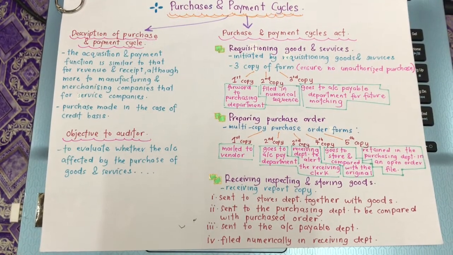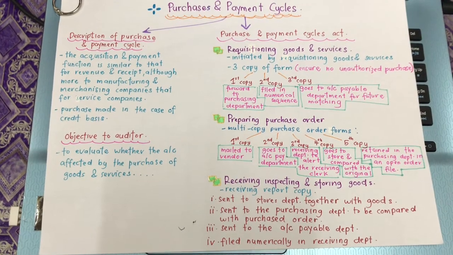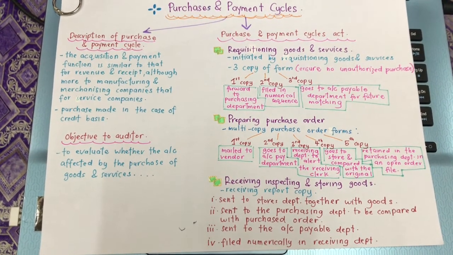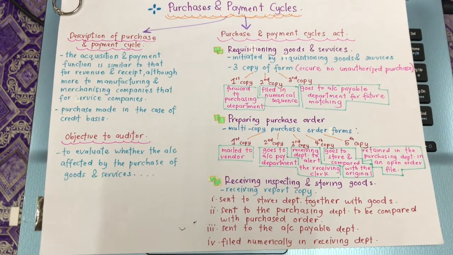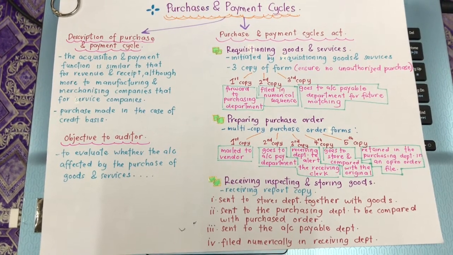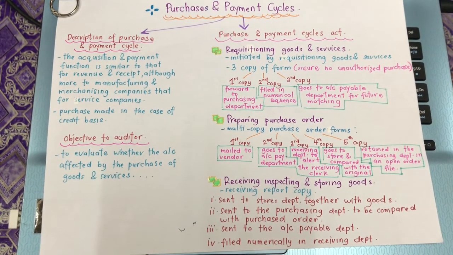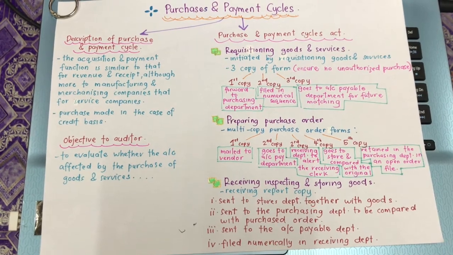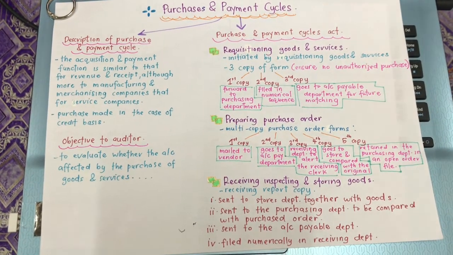The second activity of purchases and payment is preparing the purchase order, using multi-copy purchase order forms. The first copy is mailed to the vendor. The second copy goes to the accounts payable department. The third copy goes to the receiving department to alert the receiving clerk. The fourth copy goes to stores and is compared with the original requisition. The fifth copy is retained in the purchasing department in an open order file.